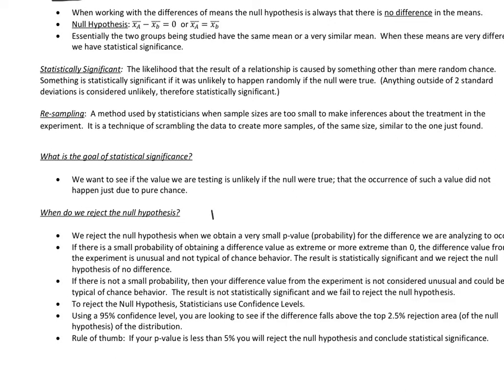So remember, our null is that we're assuming that there's no difference in the means. So we always assume that 0 is the difference. You're going to reject the null when you obtain a very small p-value. If there's a small p-value, a small probability of obtaining a difference as extreme or more than 0, the difference from the experiment is unusual and not typical of chance behavior.